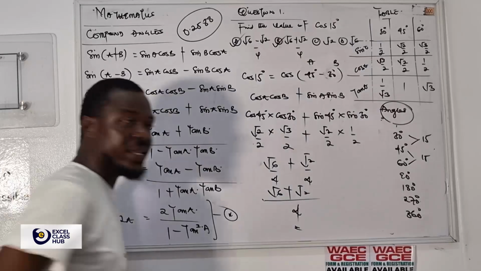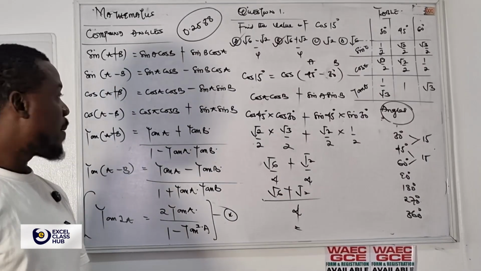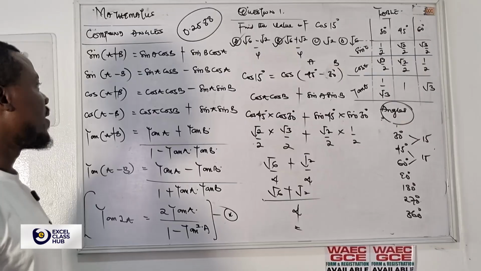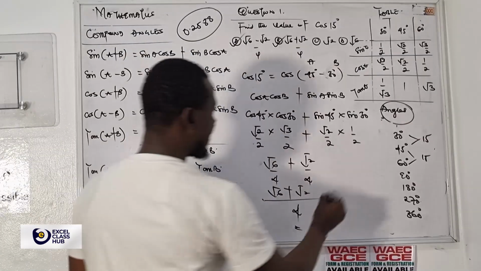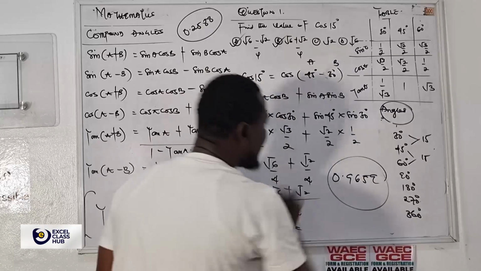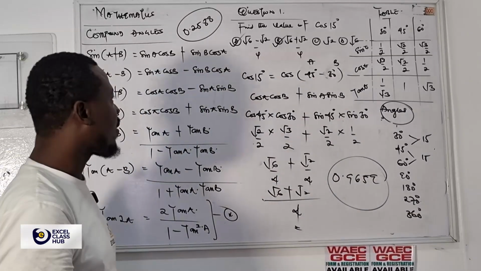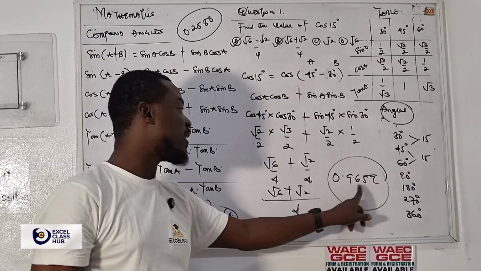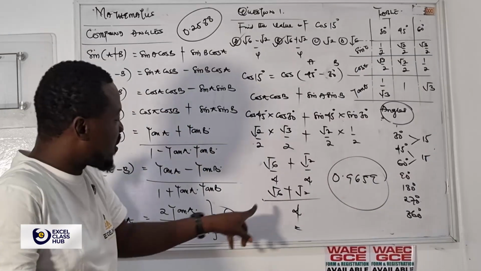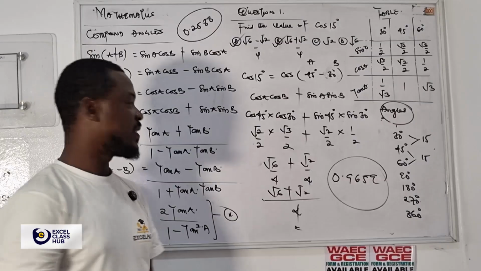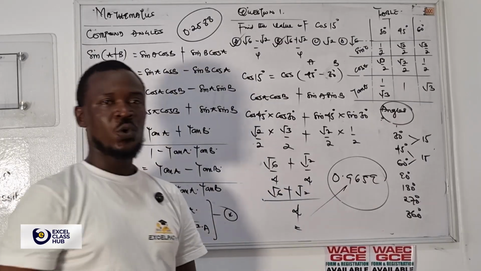So which of the options is for cos 15 there? Which is what? B. Cos 15 from the calculator gives 0.9659. So if you are home, if you pick your calculator and press cos 15, it will give you 0.9659. And if you press the value for root 6 plus root 2 divided by 4, it still gives you the same value.